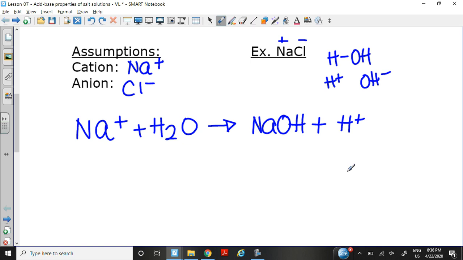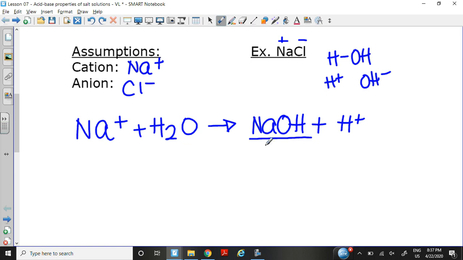Now, when we take a look at this, remember, we're just writing this on paper. Is this actually plausible or not? Does it make any sense? What we want to look at is what we make, the compound or ion, and decide, is it an acid or a base, and talk about its strength. Is it strong or is it weak?